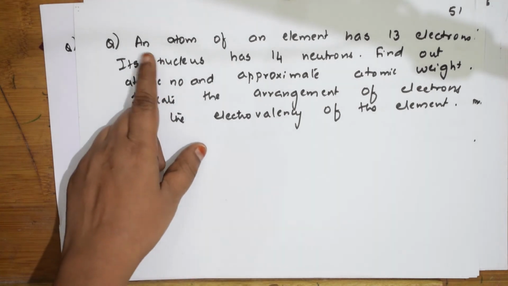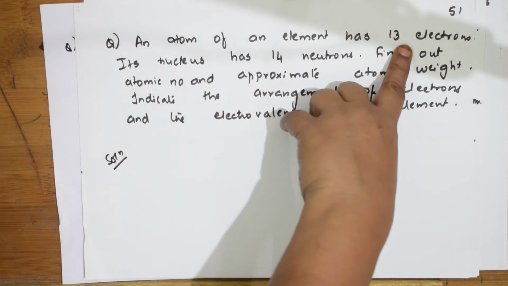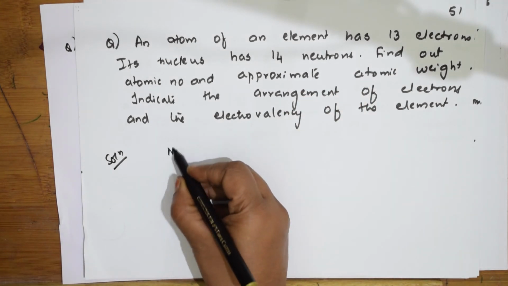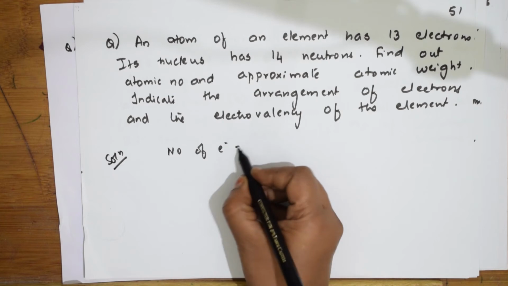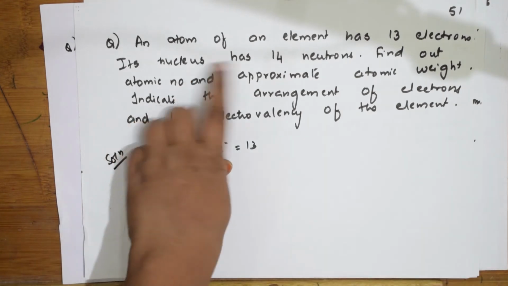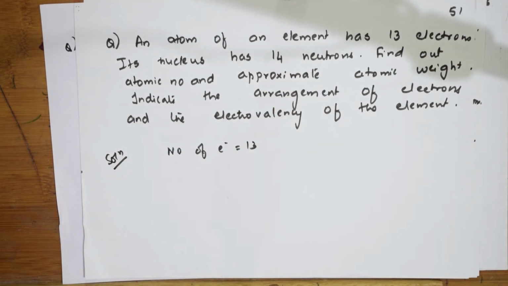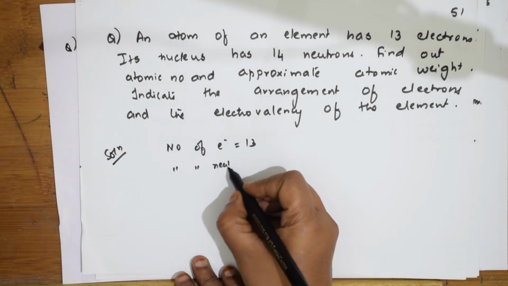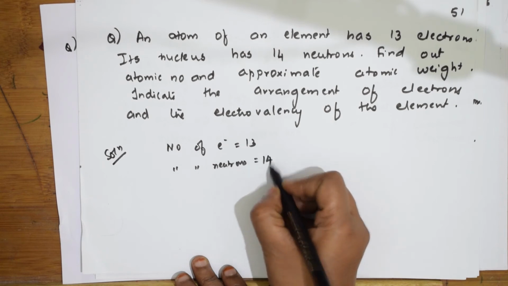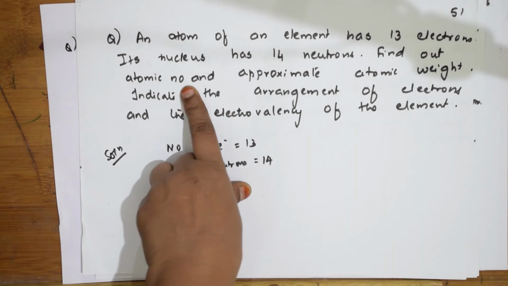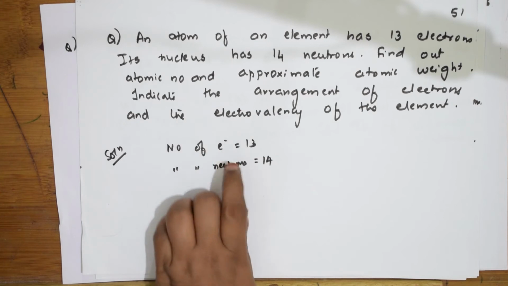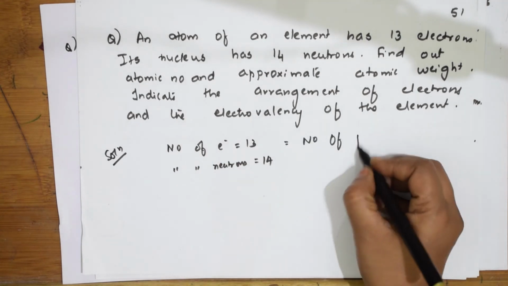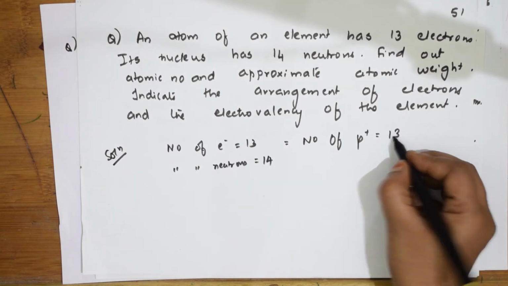Right, so what they give us: an atom of an element has 13 electrons. Let us write the data. They've given me the number of electrons is 13. Its nucleus has 14 neutrons. So the number of neutrons is 14, which is given to me. Find out the atomic number. If the number of electrons is 13, the number of protons is also 13, because protons and electrons are equal until we add something.